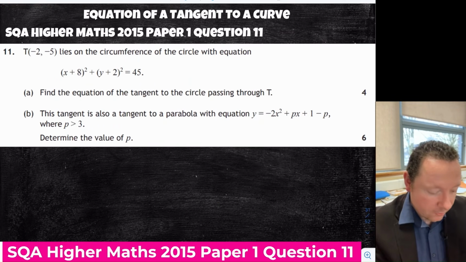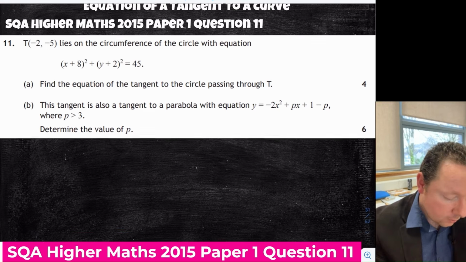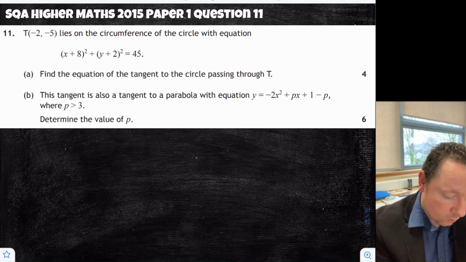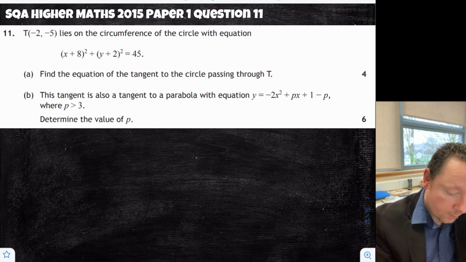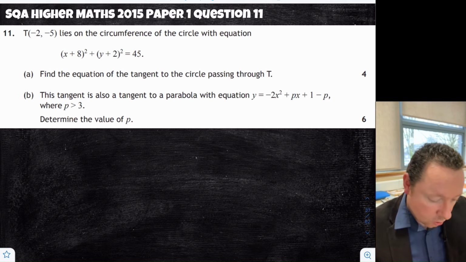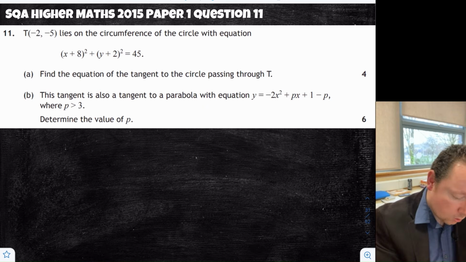SQA Higher Maths 2015 Paper 1 Question 11 for the equation of a tangent to a curve. Question 11 says the point T (minus 2, minus 5) lies on the circumference of the circle with this equation. Find the equation of the tangent to the circle through T. Part A is a circle question, and part B says the tangent is also a tangent to a parabola with that equation, determine the value of p. So let's do part A, circles.